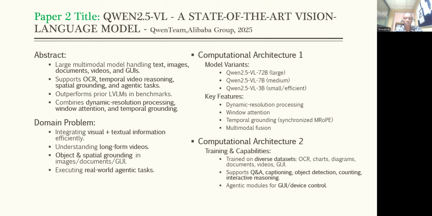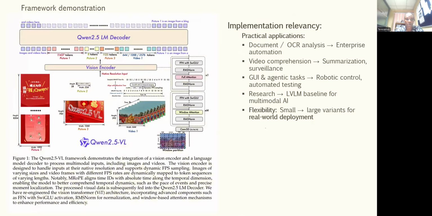It comes in different sizes, from 3 billion parameters to a very large 72 billion parameter model. So that is basically the size range. And that image shows what the flow of the architecture looks like.